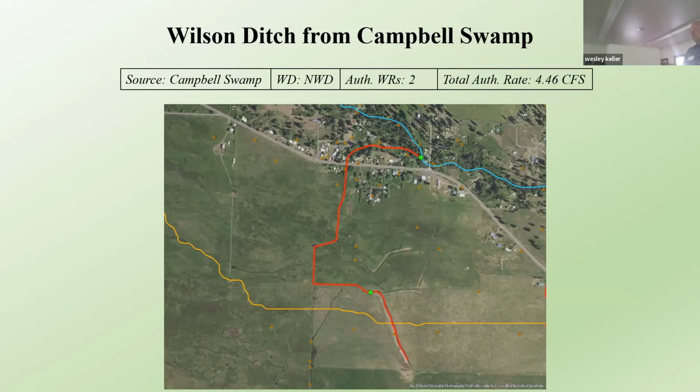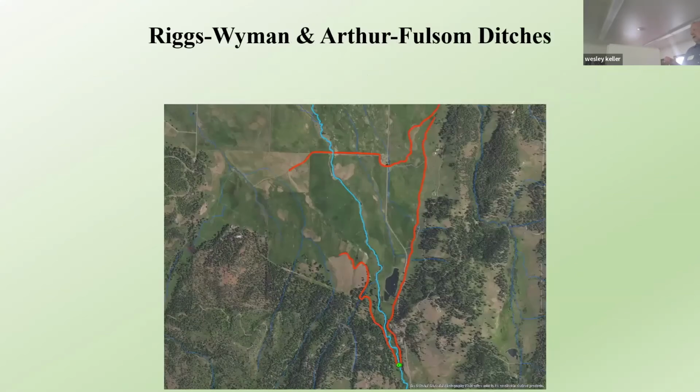Next, we'll move into Big Creek, a little further up the valley. And we have the Riggs Wyman and the Arthur Folsom ditches.